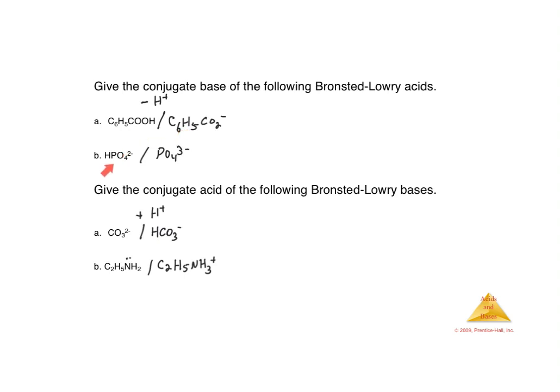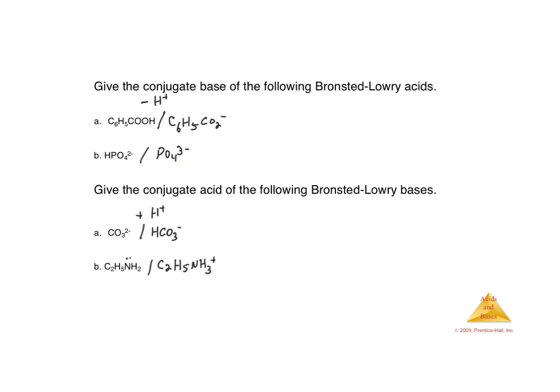In the case of hydrogen phosphate, it is also going to donate or lose one H+ from its molecule, and what's left behind is its conjugate base, the phosphate anion. Again, notice that when I go from a -2 charge as an acid, I lose that H+, I result in a -3 charged species.